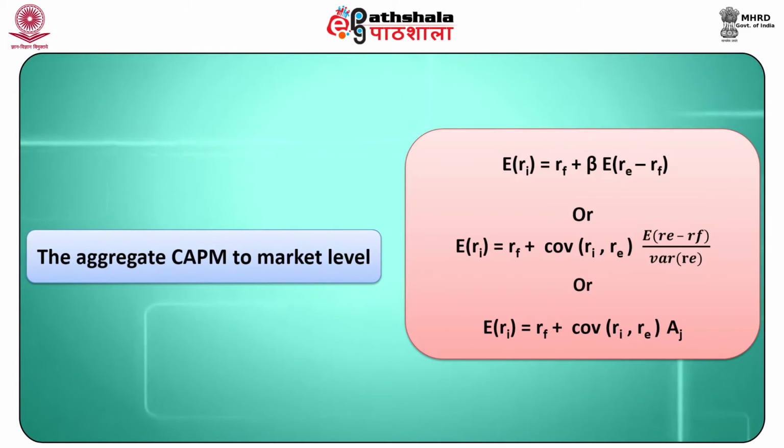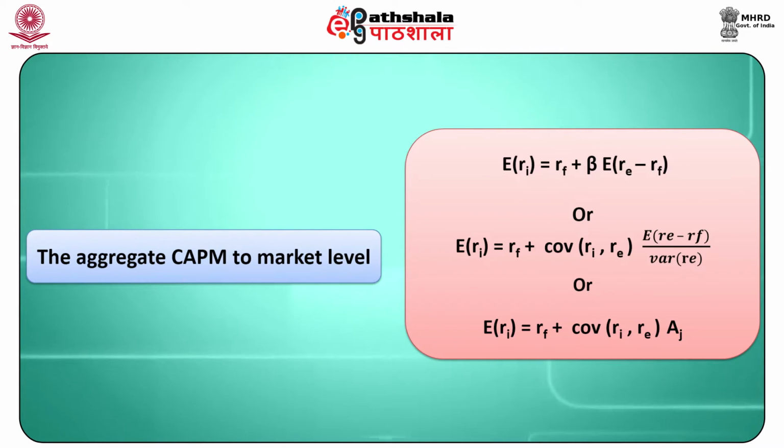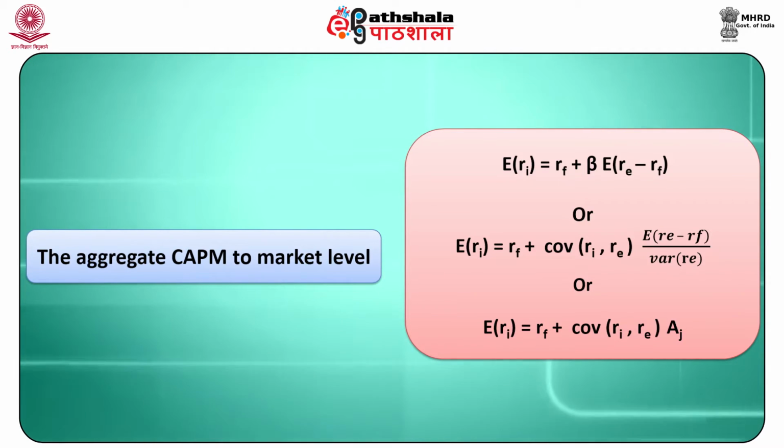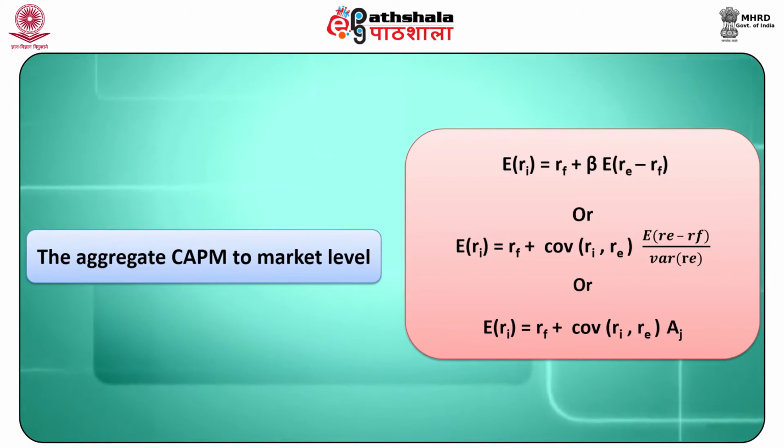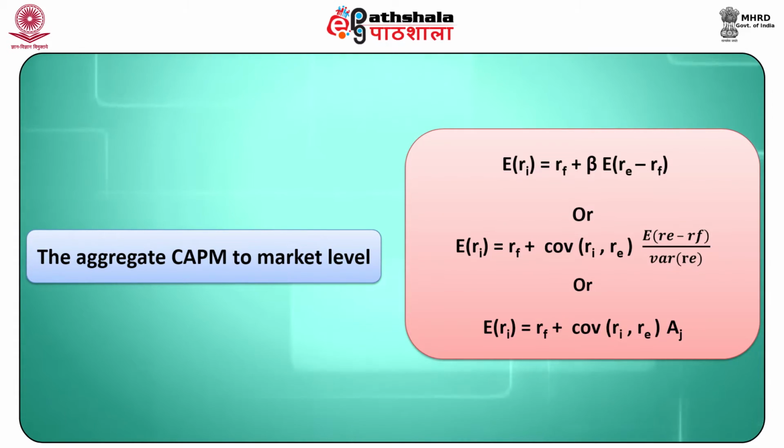The aggregate CAPM at market level will be E(Ri) equals Rf plus beta into E(Re) minus Rf. For example, in the Colombian market, for every security J, the expected return is given by the above formula, where Re is the return on the Colombian market and beta is the covariance between security J and the market portfolio. The above equation can be rewritten as E(Ri) equals Rf plus covariance of Ri and Re into E(Re) minus Rf divided by variance of Re. The expected excess return of the market portfolio divided by its variance is called the price of risk.